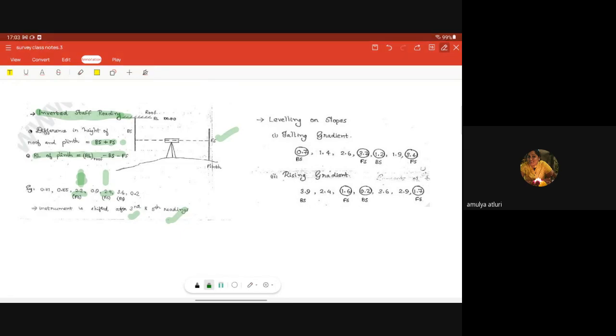Next, leveling on slopes, falling gradient and rising gradient. How can you say it is a falling gradient or a rising gradient? If the slope is falling, then it is a falling gradient. If the slope is rising, then it is a rising gradient. Falling gradient means the initial backside is 0.7, you can see it, and the second backside is 1.2. So these are falling gradients and rising gradients.